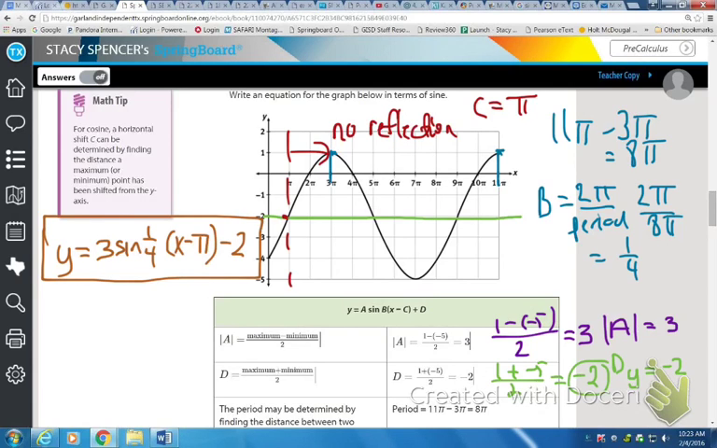So we talked earlier, we did our comparing and contrasting with our sine and cosine. You have actually found everything for the cosine except what? That difference is where they start. So look up here in your little box, and you're going to do this yourself. For the cosine, a horizontal shift c can be determined by finding the distance a maximum or minimum point has been shifted from the y-axis. I want you to take a look at that.